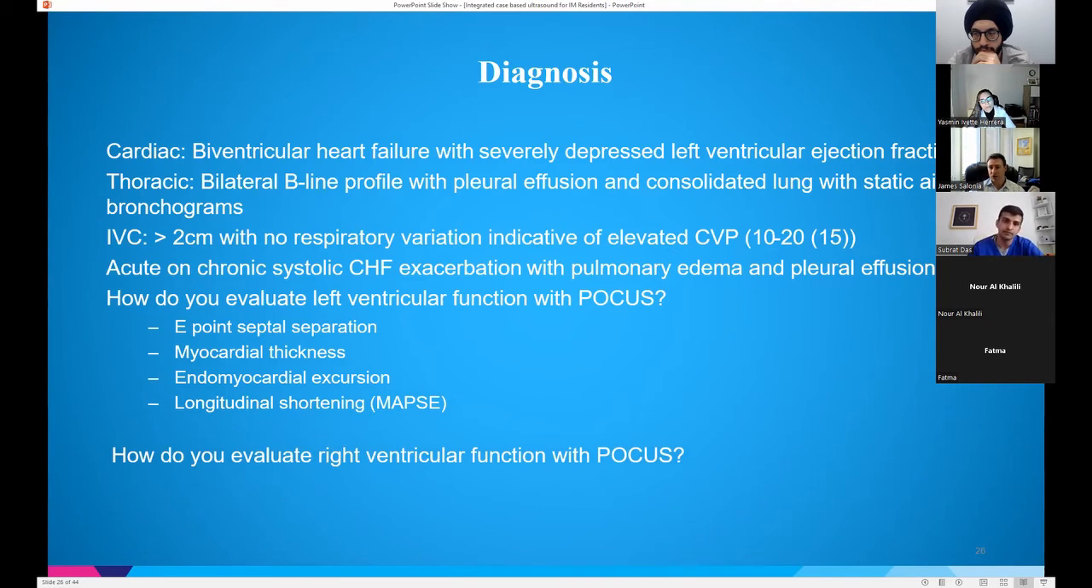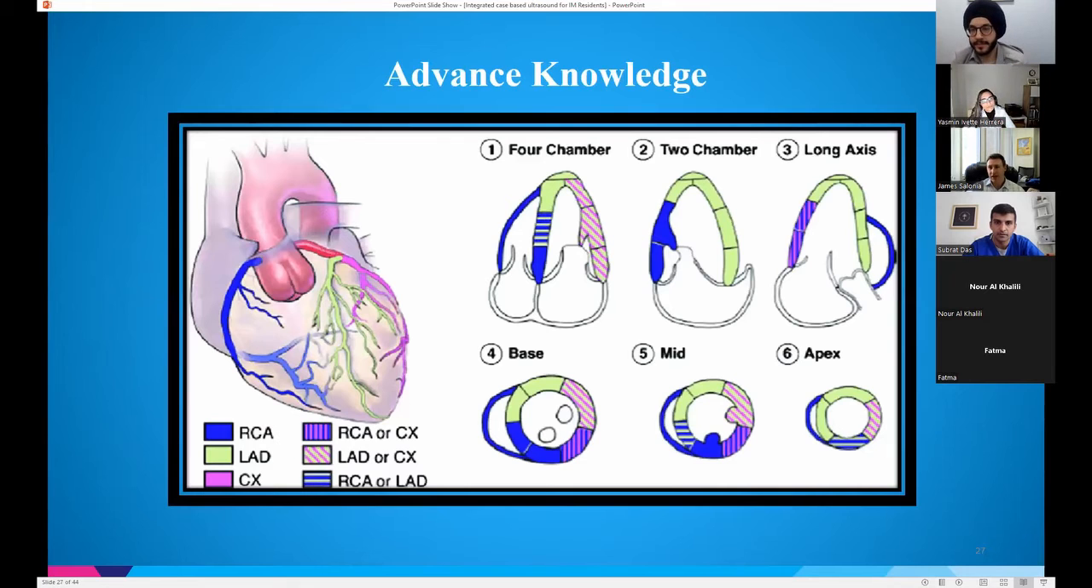How do we evaluate right ventricular function? Everyone's favorite, TAPSE. But now maybe you'll start using the term MAPSE. For those of you going into cardiology, this is one of the reasons why you want to get different views. Different views correlate with different areas of the heart, and different areas of the heart correlate with different areas of coronary perfusion.